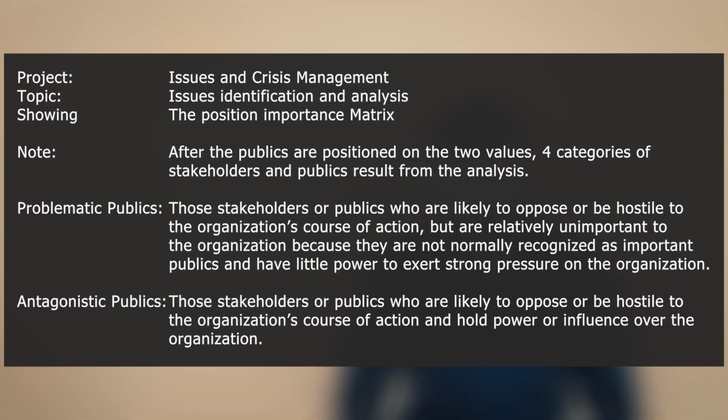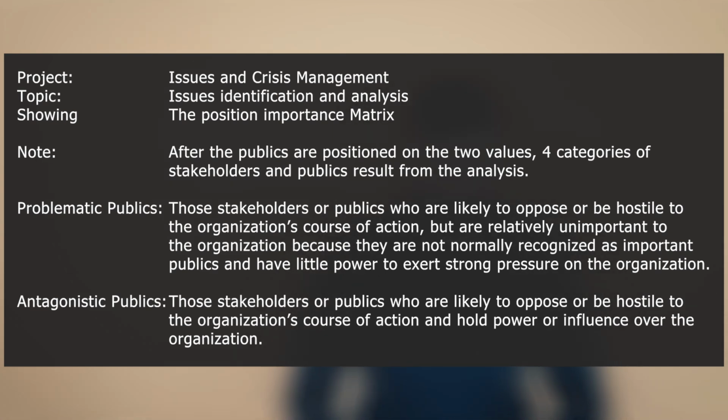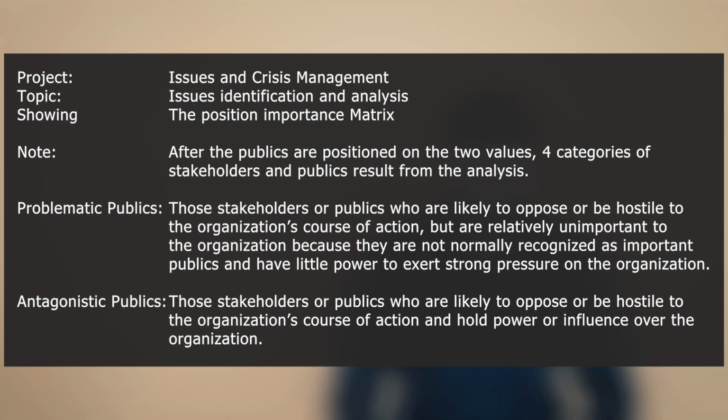Problematic stakeholders or publics are those who are likely to oppose or to be hostile to the organization's course of action, but are relatively unimportant to the organization because they are not normally recognized as important publics and have little power to exert strong pressure on the organization. Antagonistic publics are those stakeholders or publics who are likely to oppose or be hostile to the organization's course of action and hold power or influence over the organization.